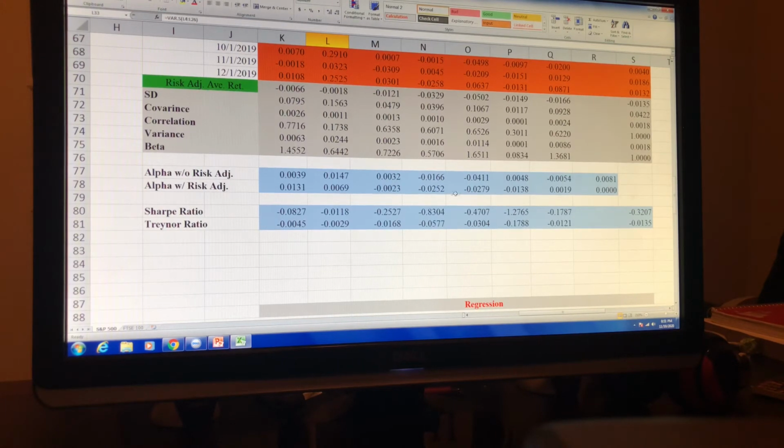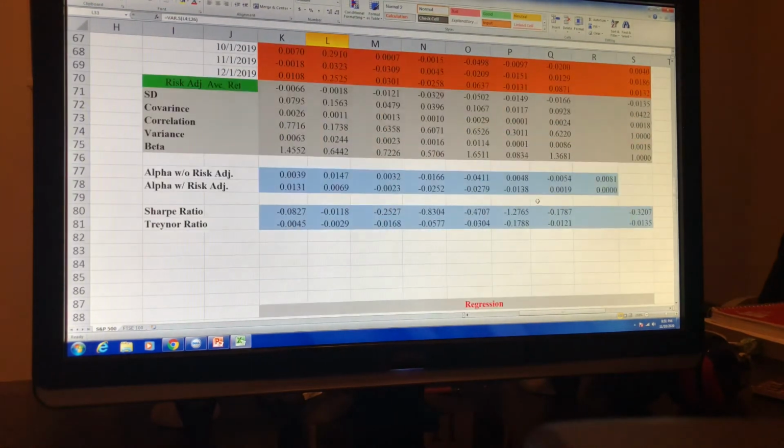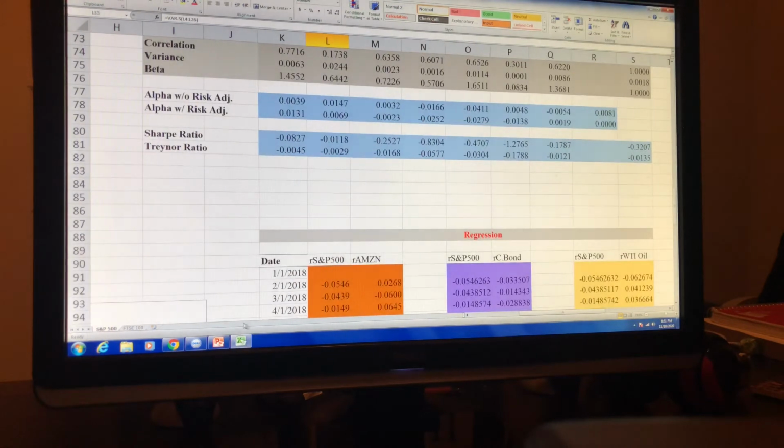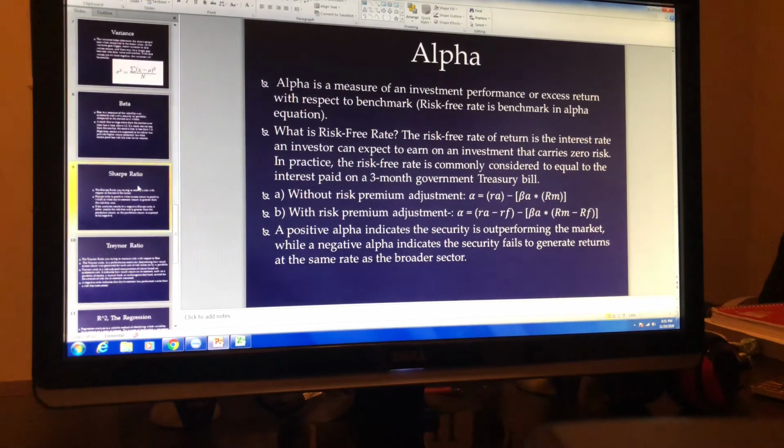This one didn't do anything with or without. It didn't outperform the market. This one outperformed when it was without, this one outperformed it with, which I believe was the crude oil and the corporate bonds. So there was a little vice versa there. And then the Sharpe ratio and Treynor ratio. I hope I'm saying that right.